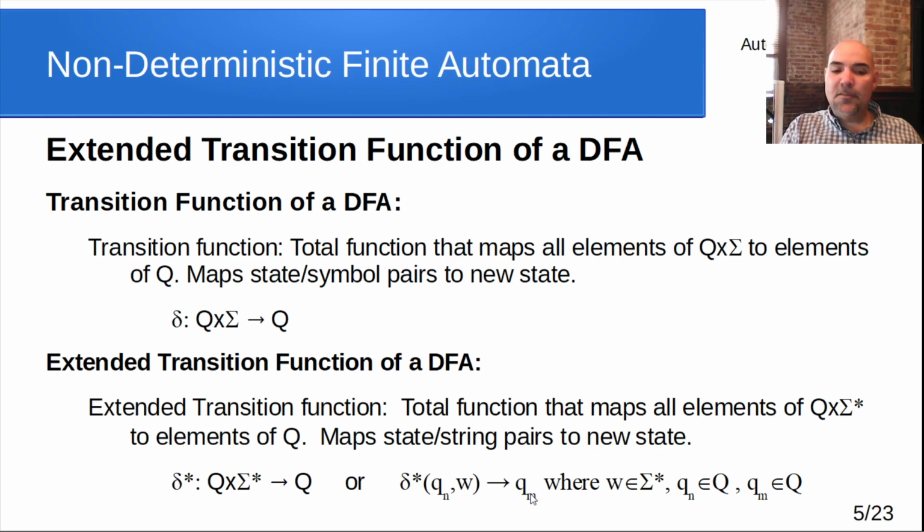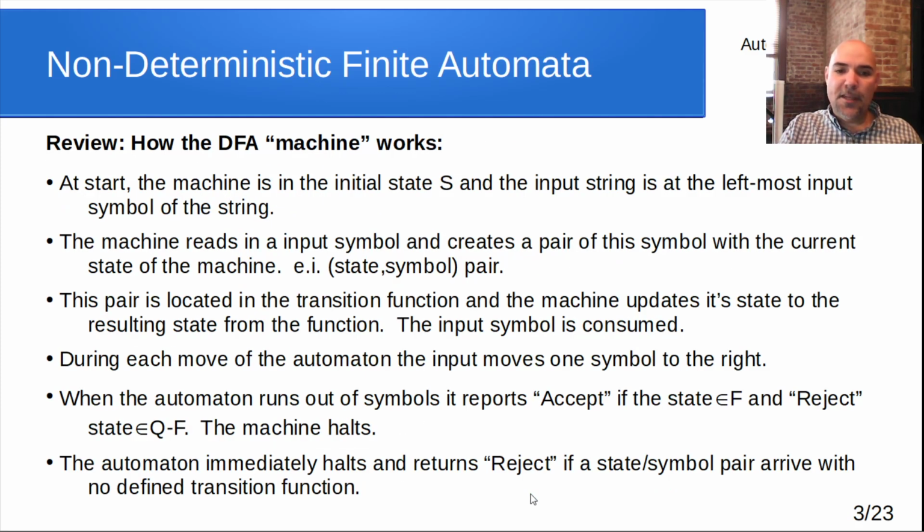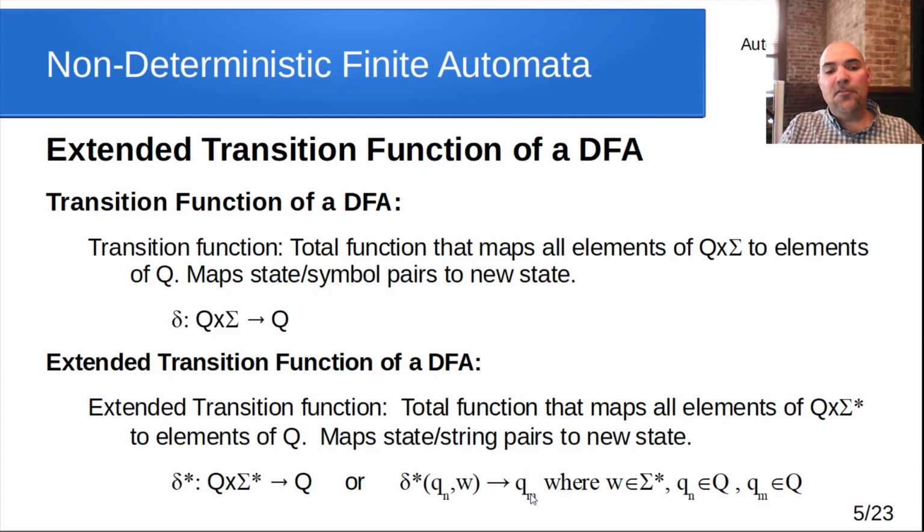So this is basically just saying that for the extended transition function, we repeatedly apply the transition function, like we did back here in the rules, until we don't have any more symbols in that string. And the result of the extended transition function is what state resulted from processing this string by starting in that state.